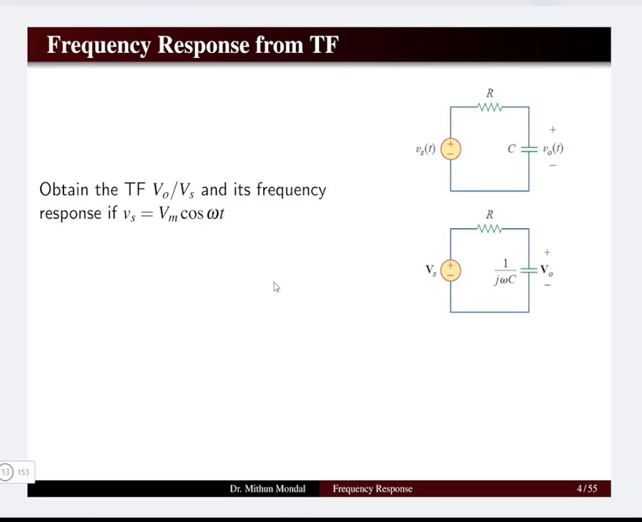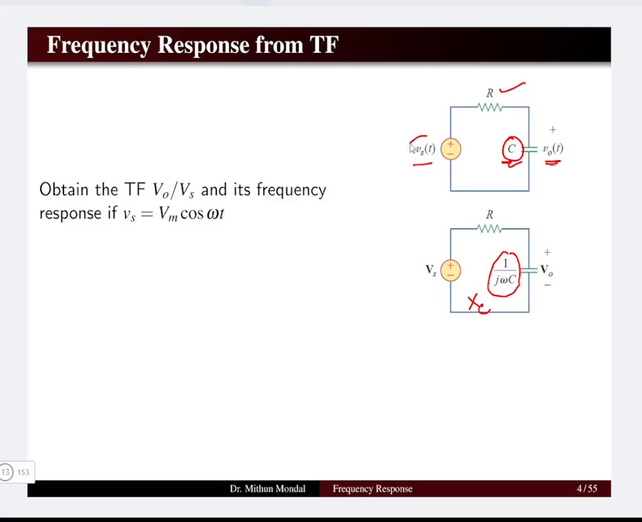Let us take one example where we have an RC network. The input voltage is Vs of t and the output voltage is across the capacitor C. Now we can convert the capacitance C into the capacitive reactance, which is Xc equal to 1 by j omega C.